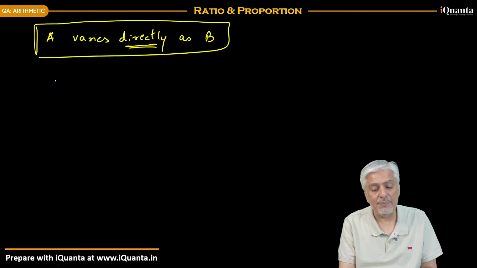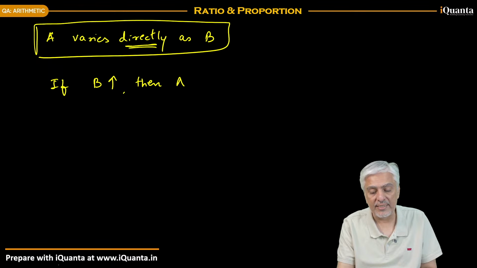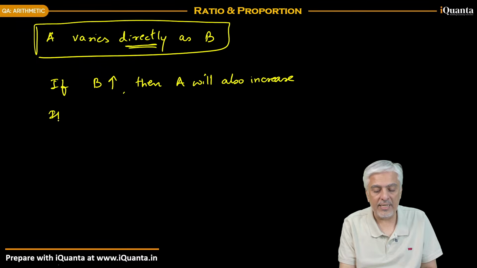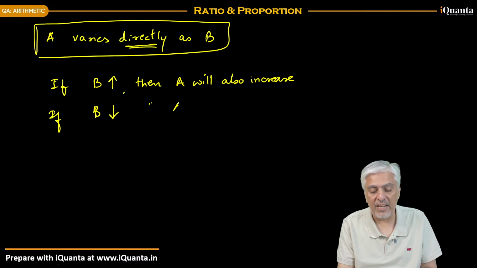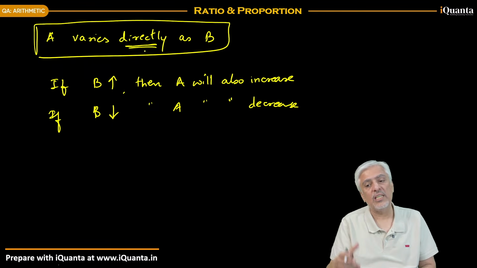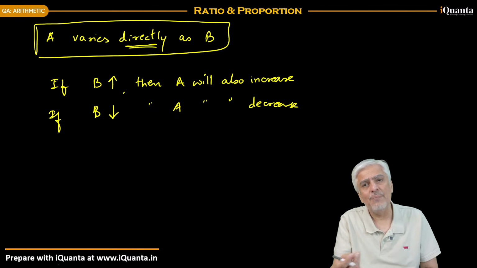So this means that if B increases, then A will also increase. And if B decreases, then A will also decrease. This is the meaning of proportional, variation, whatever you want to call it. Simple example. बहुत एकदम basic बच्चे लोग का example.